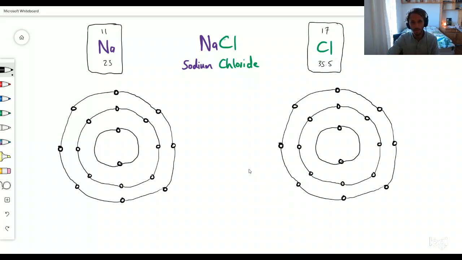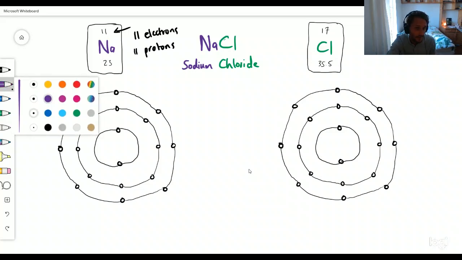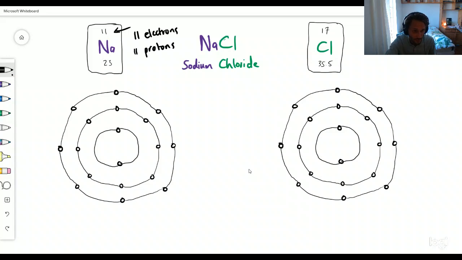Okay, so I've got sodium over here. From the periodic table, this atomic number tells me that sodium has 11 electrons, and it also has 11 protons. The protons are sitting here in the nucleus. I'm not really concerned about the protons right now, I just want to talk about the electrons. So if we had to fill in the electrons for sodium, let's put sodium just in the middle there. This is where the protons and neutrons would be. 11 electrons, this is how we do it.